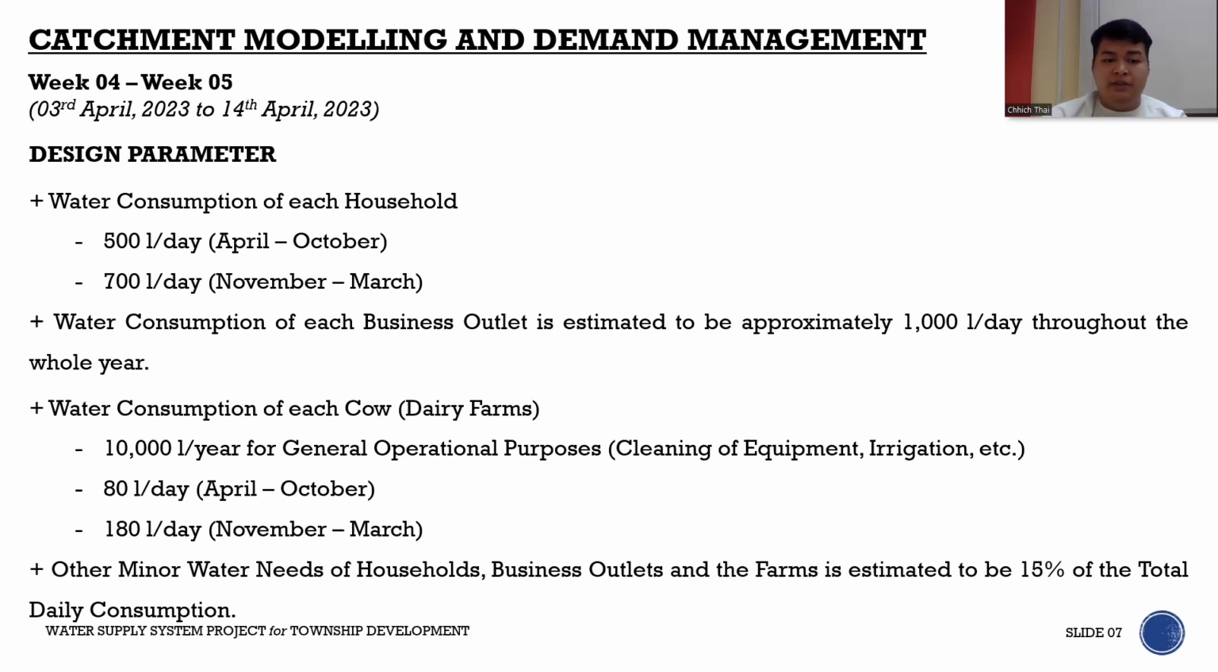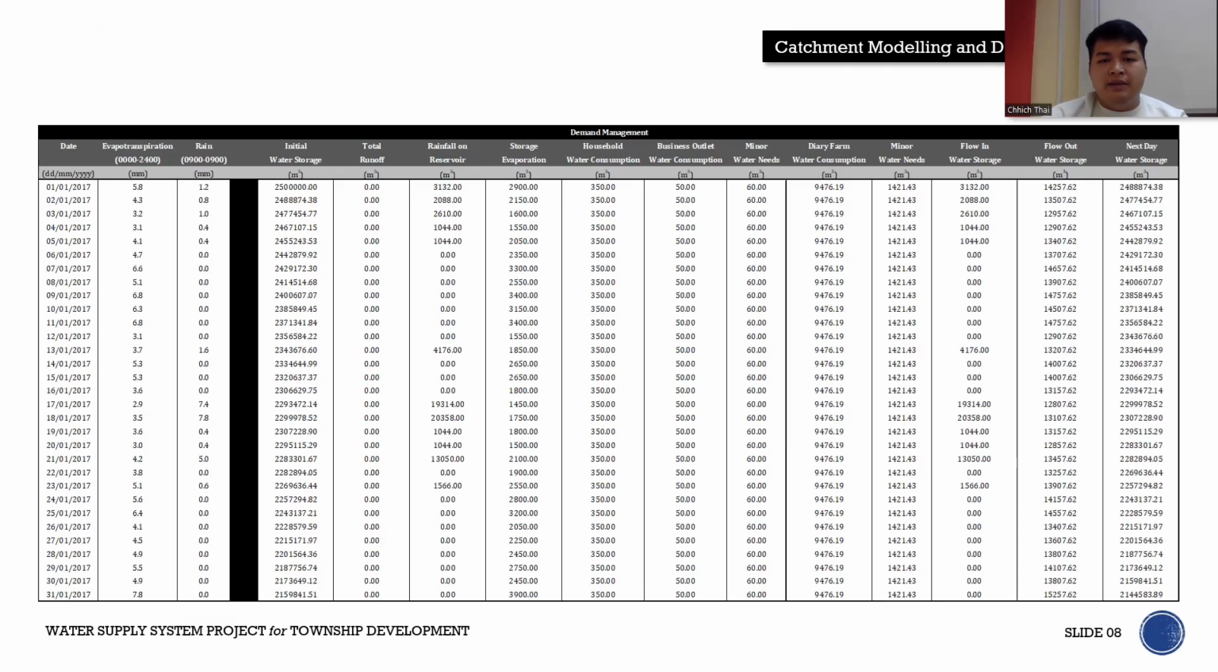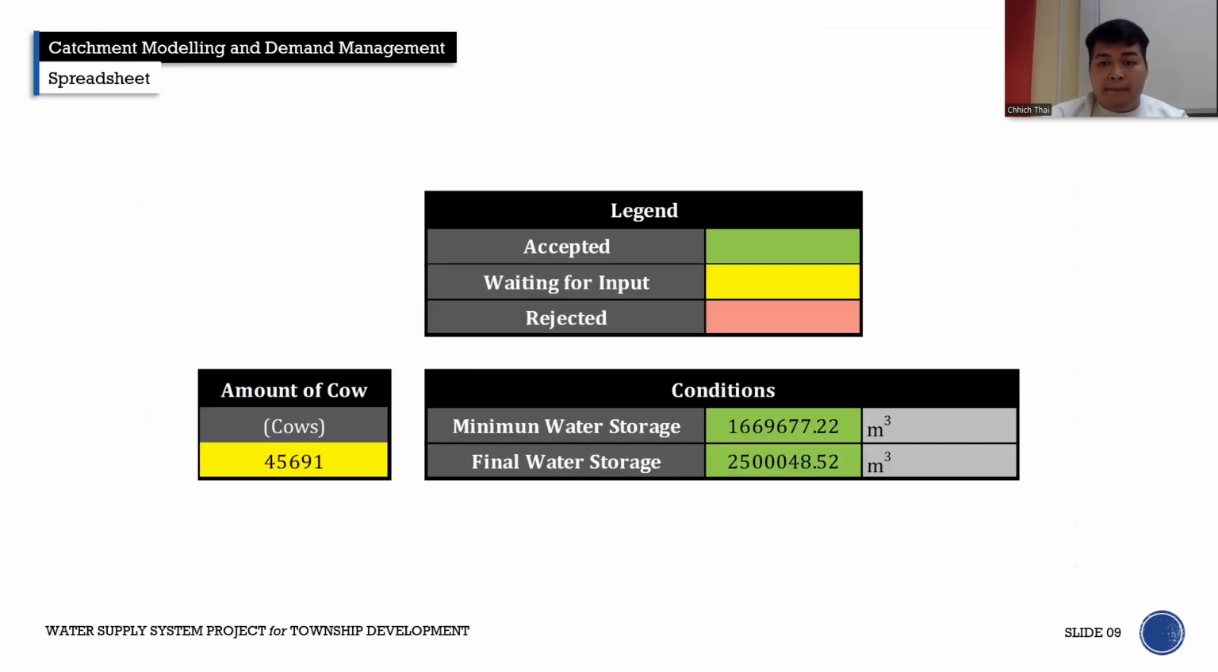Moreover, we also consider the minor water needs of each household, business outlet, and farm, estimated at about 15% of the total daily consumption. So here's the spreadsheet for our catchment modeling and demand management to calculate the water flow in and the water flow out, in order to see how much water is in our storage each day.